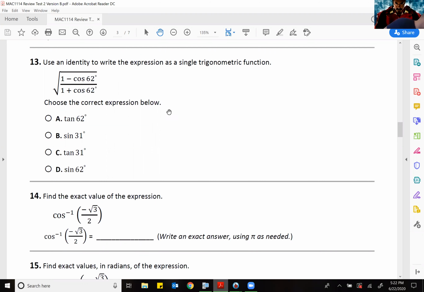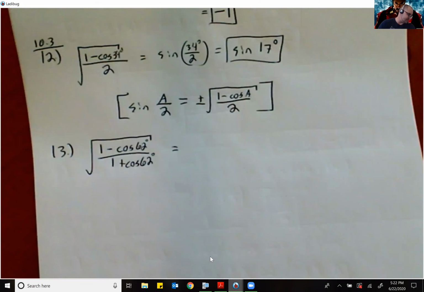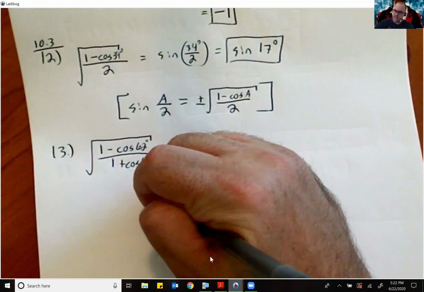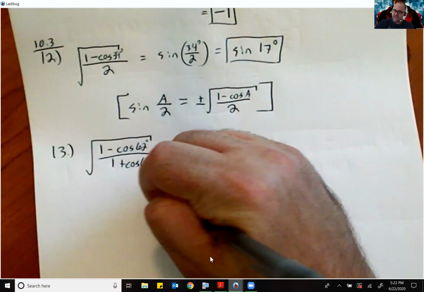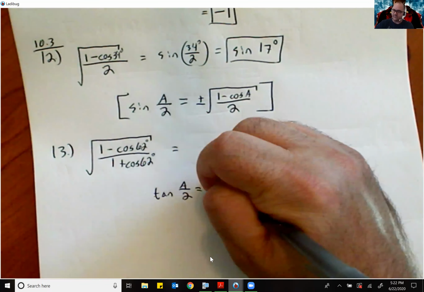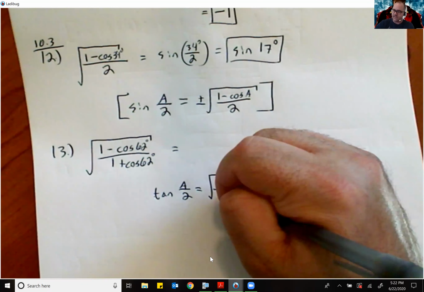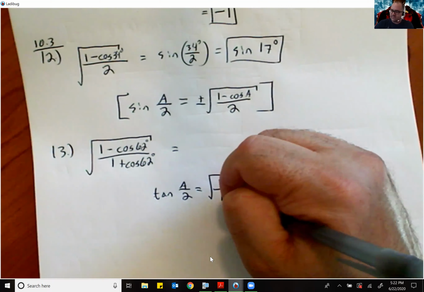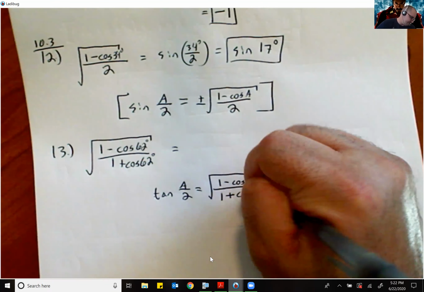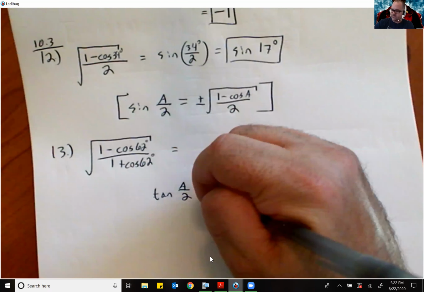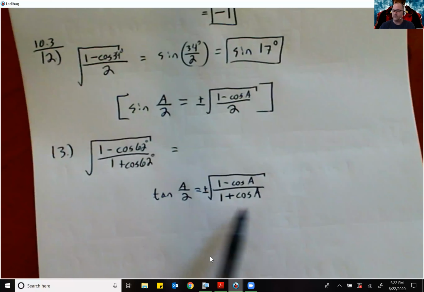So if we're looking at this, who does this match up with? This matches up with the tangent half angle. Okay? So tangent half angle looks like this. It actually has 3 different forms, but it really is matching up with this form that's right here: 1 minus cosine A over 1 plus cosine A. And again, it actually has plus or minus in front of it, but that doesn't matter for what we're dealing with.